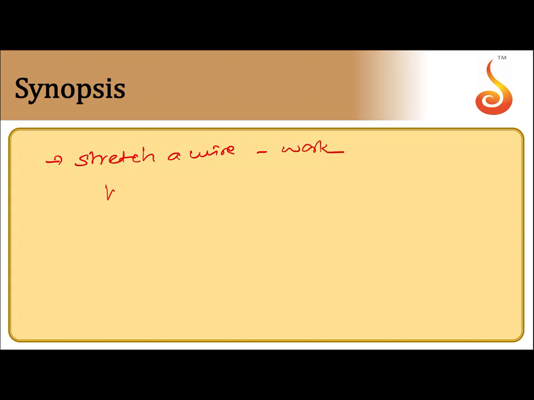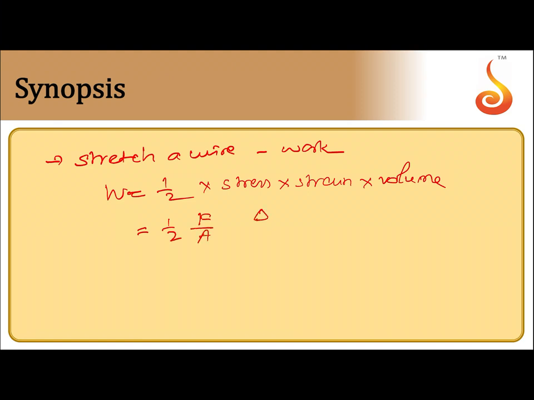Some amount of work is to be done. The work done is given by half stress into strain into volume. This is many a times written like this. This is equal to half F by A, strain is delta L by L, volume is AL. So this AL and this L cancel, leaving half F delta L. So work done is given by half F delta L.